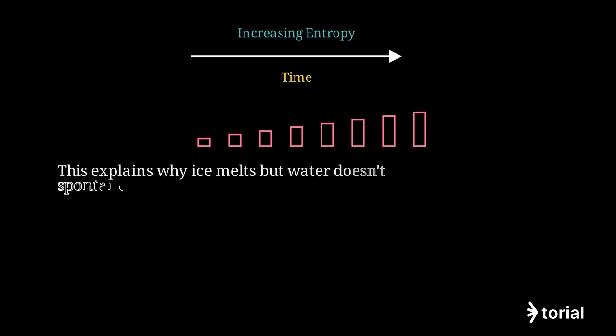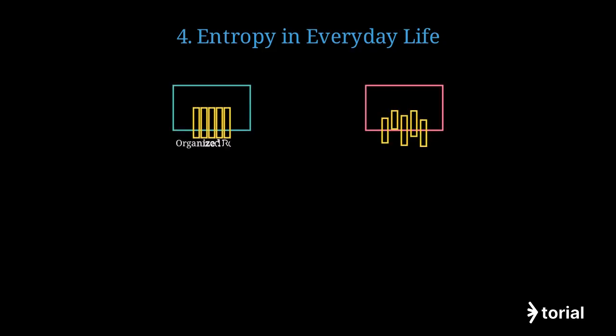This is why we see ice melt into water, but never see a glass of water spontaneously freeze without removing heat. Let's see how entropy manifests in everyday situations. A clean, organized room has low entropy with few arrangements. A messy room has high entropy with countless possible arrangements.